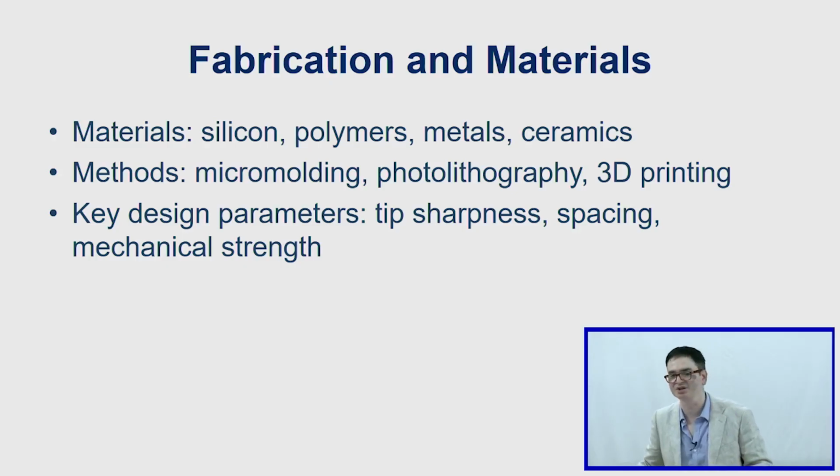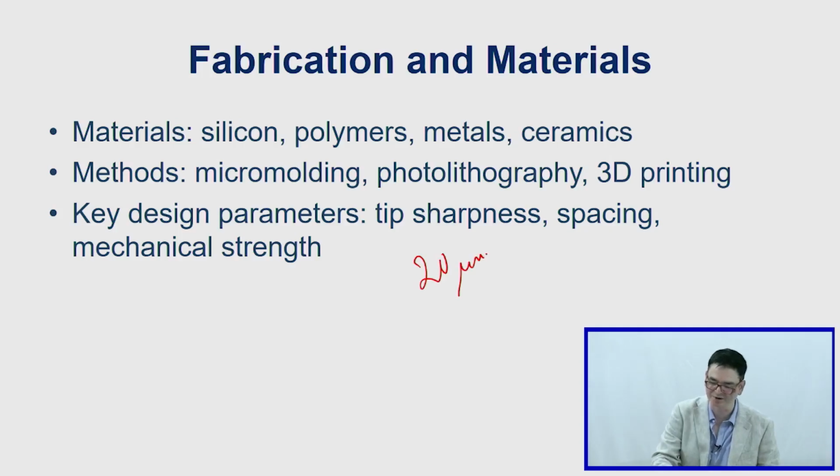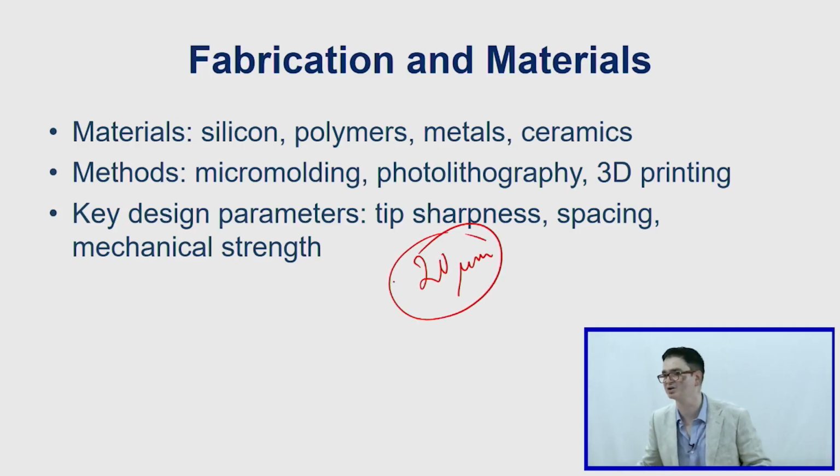And the methods that you use, I already showed you on the slide before. You can use micromolding, photolithography, 3D printing. The key design parameter is the tip sharpness. If you have a tip sharpness of about 20 microns, that's really good. That will not cause any skin inflammation. If you make it more blunt, then you can imagine it's going to cause some skin damage and inflammation as well.